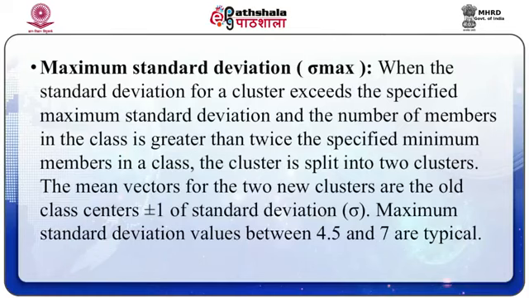Now, maximum standard deviation, that is sigma max. When the standard deviation for a cluster exceeds the specified maximum standard deviation and the number of members in the class is greater than twice the specified minimum members in a class, the cluster is split into two clusters. The mean vectors for the two new clusters are the old class center plus and minus 1 standard deviation. Maximum standard deviation values between 4.5 and 7 are typical.